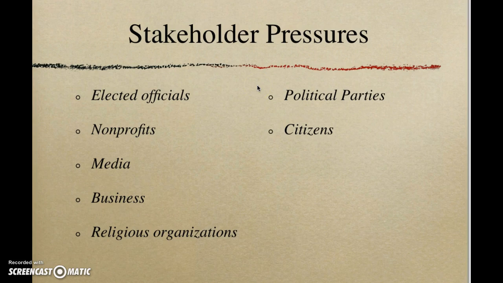Now, the research article goes in and talks about different stakeholders and the pressures that those stakeholders have in terms of public participation in the decision-making process, or in that administrative decision-making process that takes place. And those stakeholders are elected officials, nonprofits, media, business, religious organizations, political parties, and citizens.